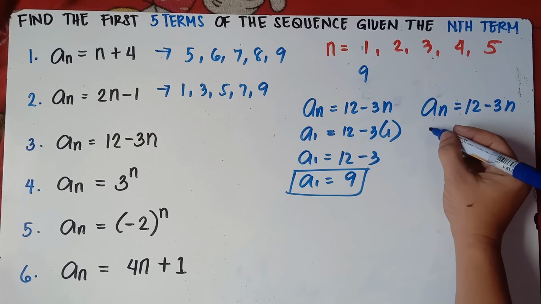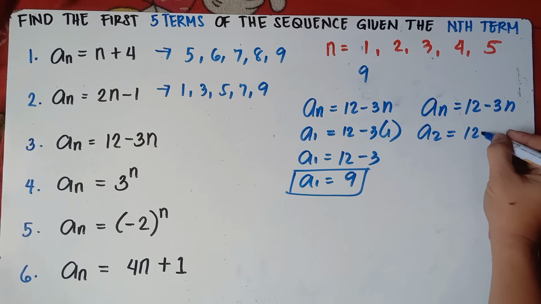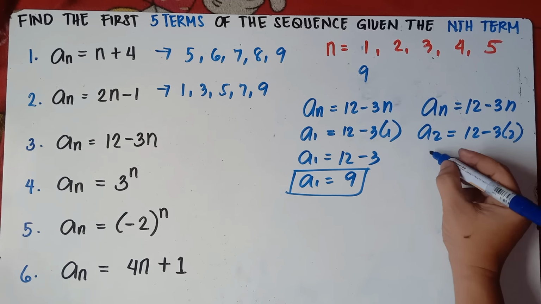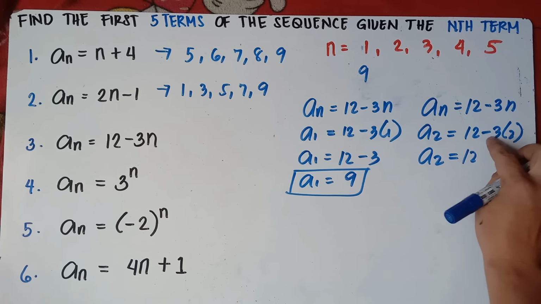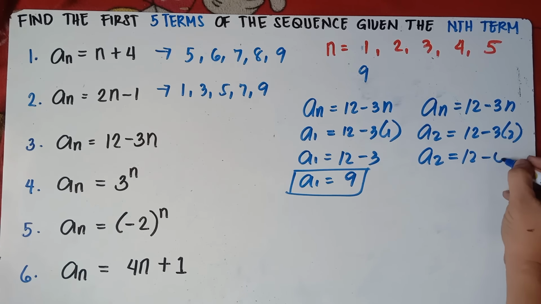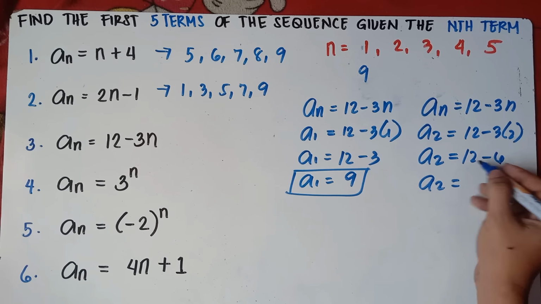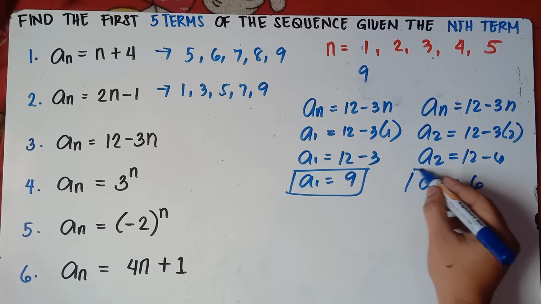Let's have number 2. A sub n equals 12 minus 3n. For the second position, a sub 2 equals 12 minus 3 times 2. Negative 3 times 2 is negative 6. A sub 2 will be 12 minus 6, which is 6.